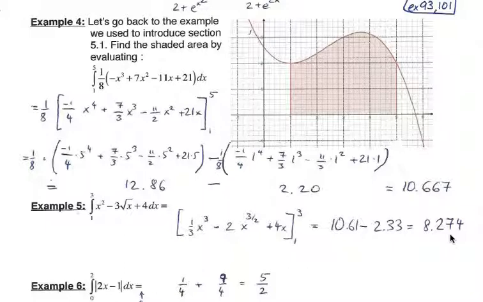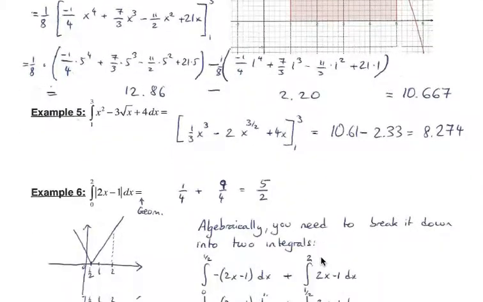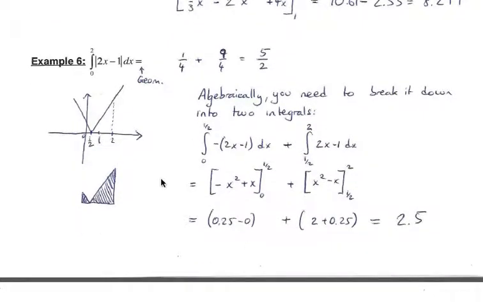So an indefinite integral is when I don't have a lower limit and an upper limit. A definite integral is when I have a lower limit and an upper limit. Example 6.